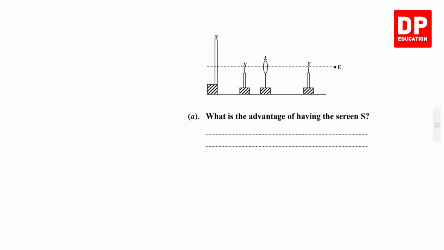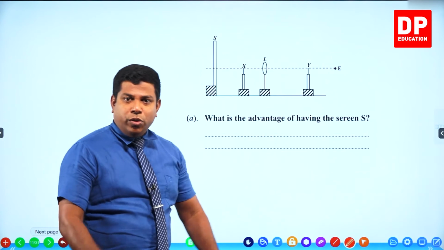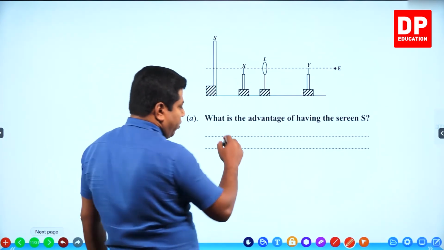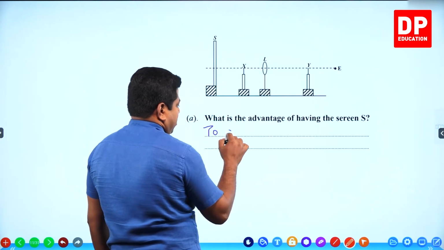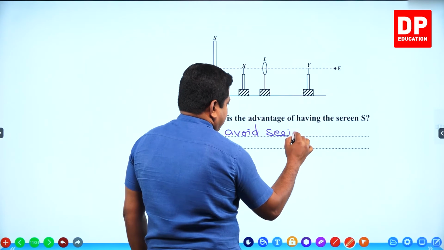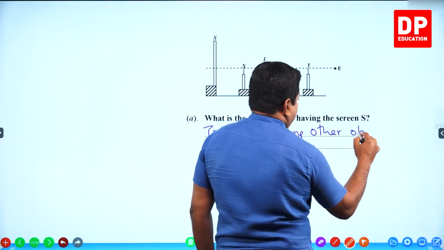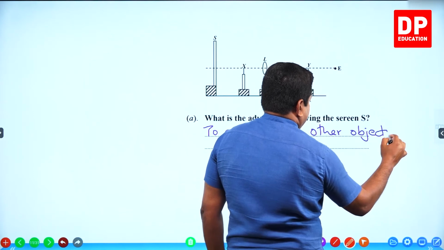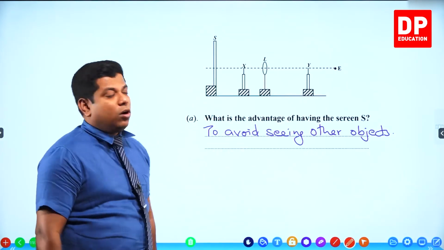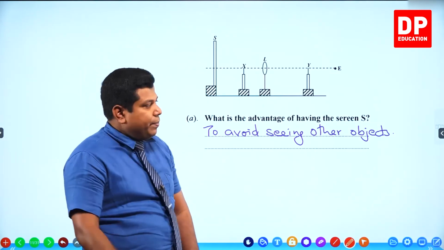What is the advantage of having the screen S? To avoid interruption from the other objects. To avoid seeing other objects. You can say like that, or you can say to avoid interruptions from other objects, or you can say to see the image clearly. Whatever.